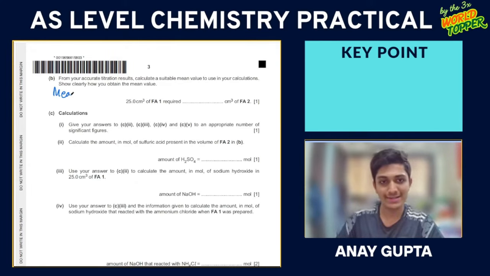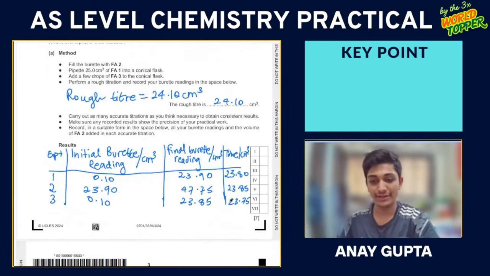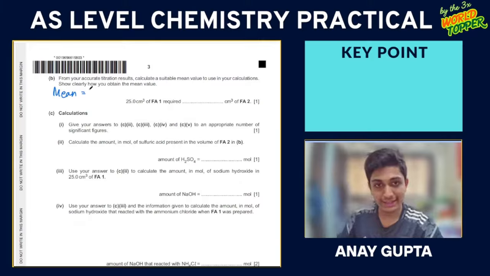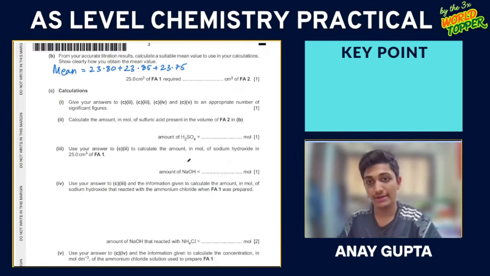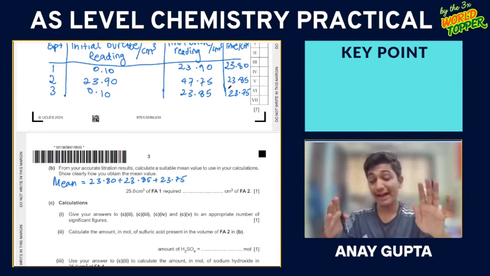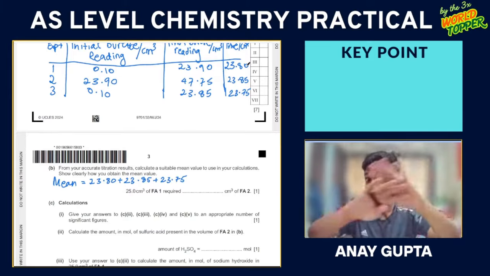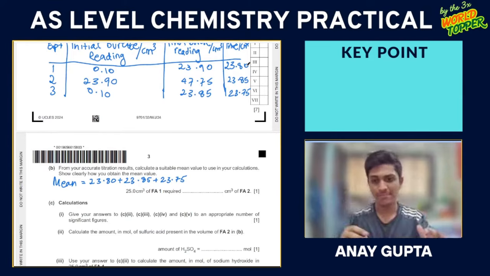Okay, so we simply say mean equals, when we find the average of all our three titer values, 23.80 plus 23.85 plus 23.75, right? Because these are our readings over here. Now if you have one value that is not concordant, so instead of 23.85, let's say my reading was 23.95 or 24.00, then I would not include that reading in my mean.